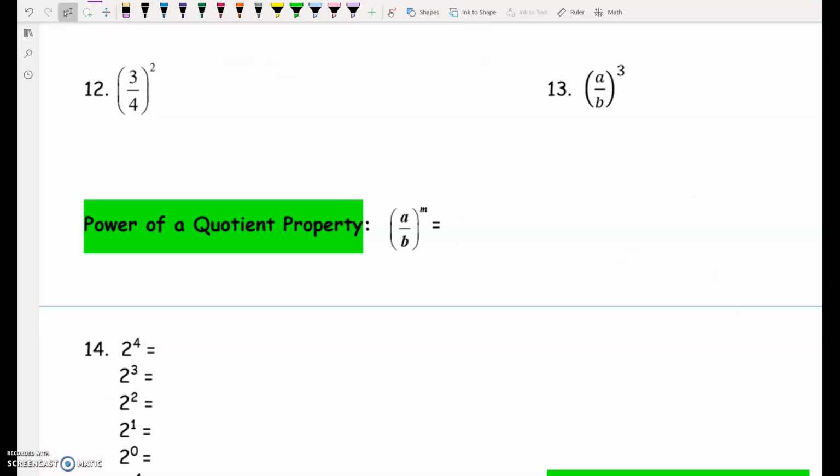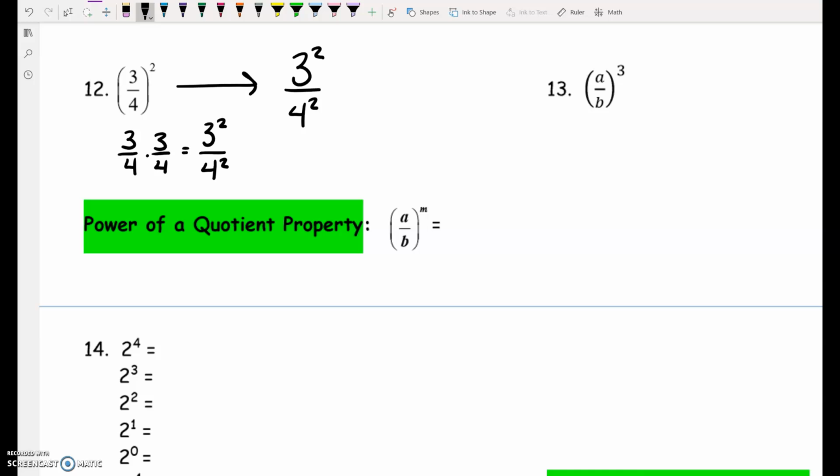Okay, now this is an extension of the parentheses property that we just learned. 3/4 squared. If you really want to see why this is, 3/4 squared means 3/4 times 3/4, which means that you have 2 factors of 3 on the top and 2 factors of 4 on the bottom. So really, it's the same thing. You apply that exponent to everything inside the parentheses. Now, this only works when you have multiplication and/or division inside the parentheses.